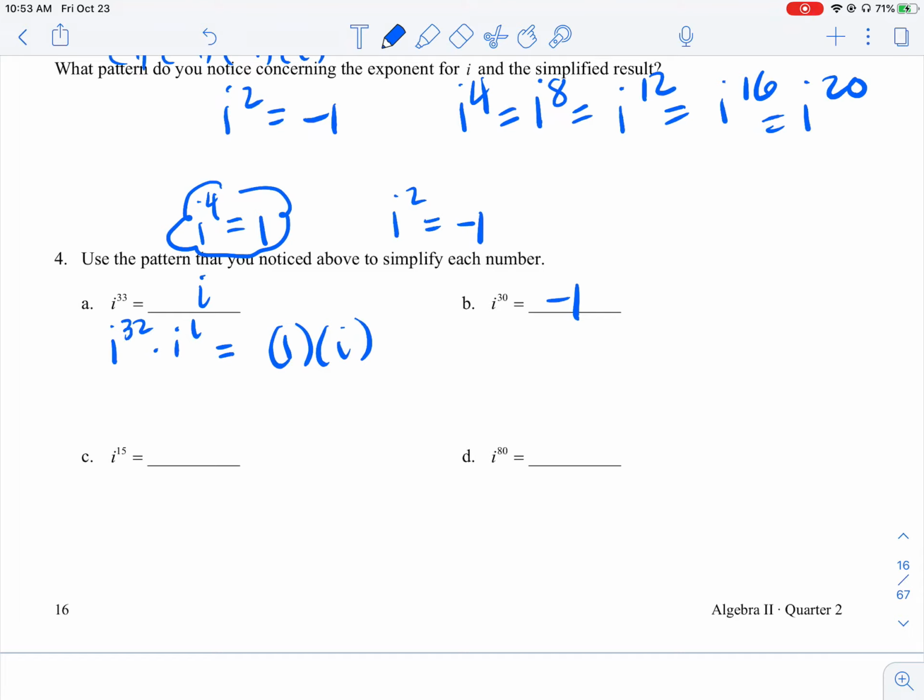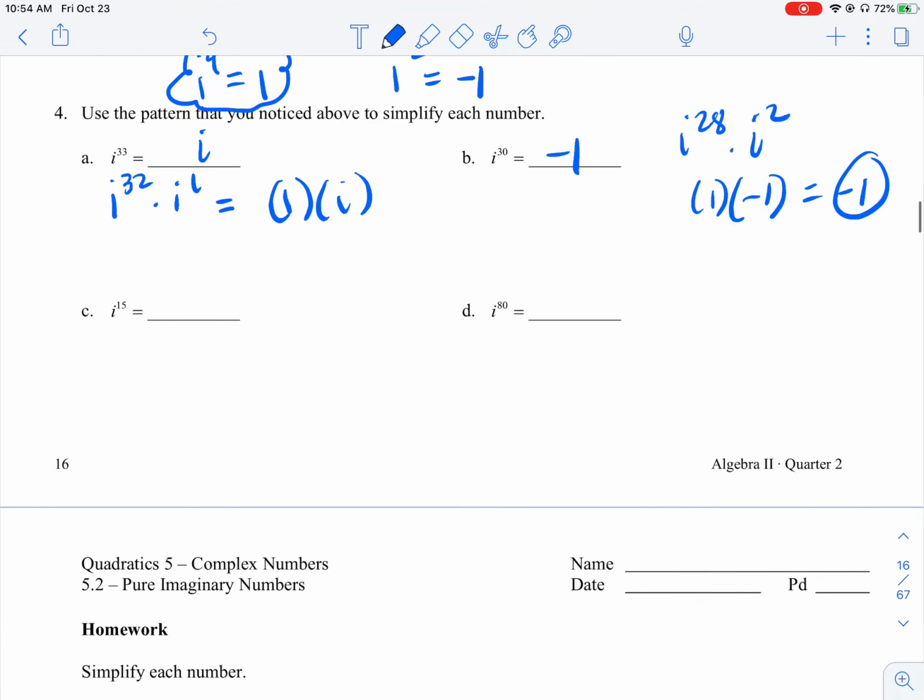That makes sense. If not, I could break it up more. Think of a number that is divisible by 4 that is close to 30, and that's 28. So I could break it into i to the power of 28 and i to the power of 2, because 28 plus 2 is 30. I know that i to the 28 is 1 because 28 is divisible by 4. i squared is a negative 1. You see, it's a negative 1. Easy, easy, easy way of breaking it apart.